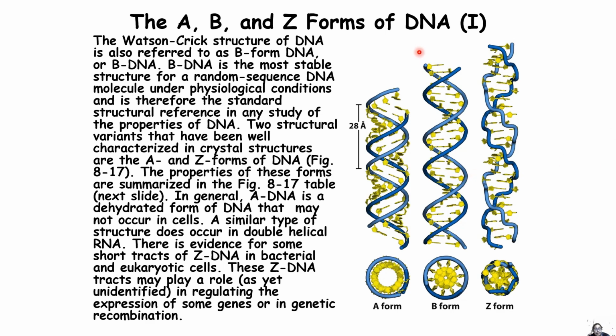In general, A-DNA is a dehydrated form of DNA that may not occur in cells. A similar type of structure does occur in double helical RNA.